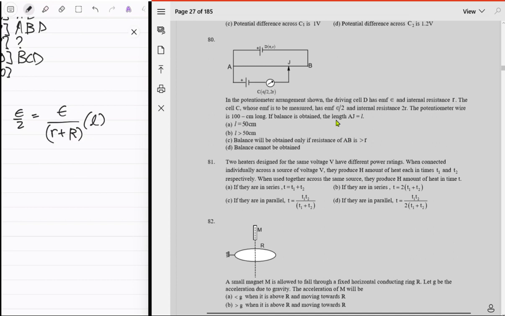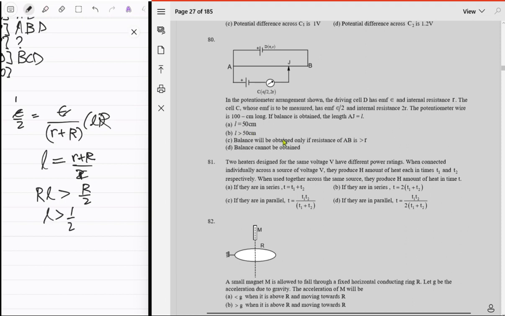Well, yeah. So that's the thing. Okay. So if the balance is obtained, the length AJ equals L. So L is bigger than R upon 2, right? Sorry, here I needed LR. Okay, so L is bigger than R upon, like L is bigger than 1 upon 2 meters. So L is bigger than 50 centimeters.